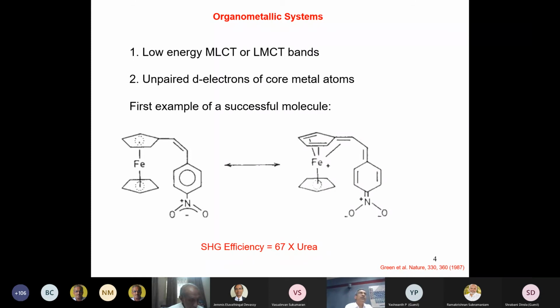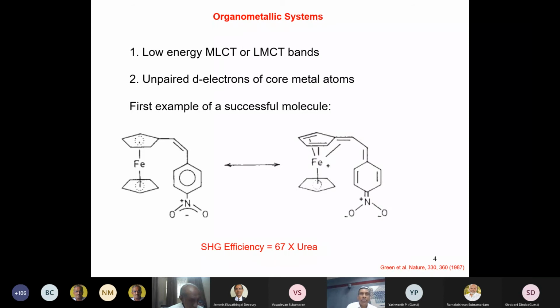Urea is an organic molecule which was thought of to replace inorganic materials like KDP, potassium dihydrogen phosphate, ADP, ammonium dihydrogen phosphate, and beta barium borate in those days, because organic chemists were trying very hard to come up with second harmonic generators using organic molecules.